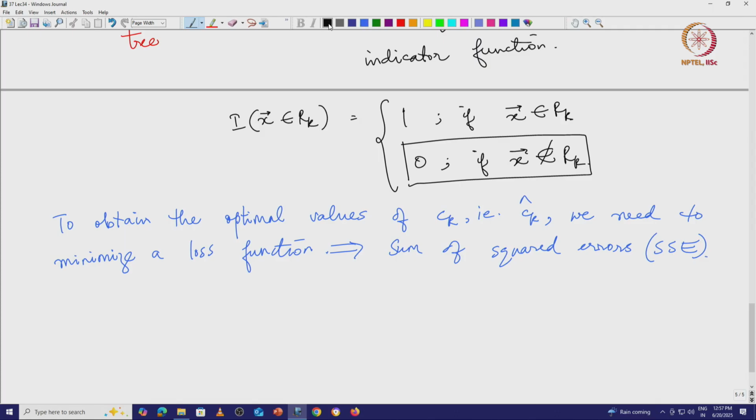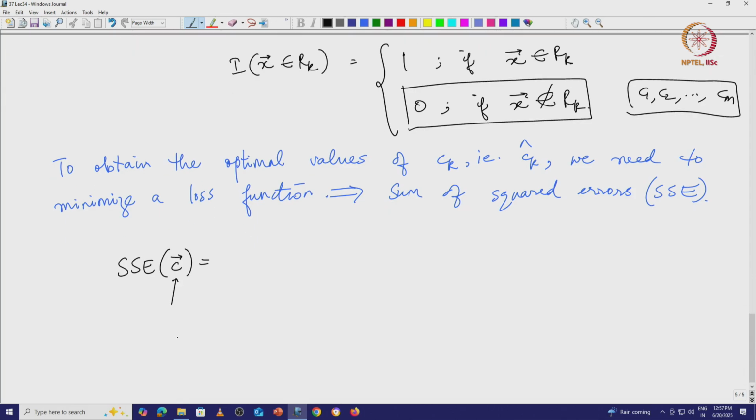So, the SSE is going to depend on the vector of the chosen value Ck for every region. So, you have C1, C2 all the way up to Cm, those are the variables you have to decide. So, your sum of squared errors will depend on each of those C's. So, the SSE is a function of the vector C1, C2 all the way up to Cm, and in shorthand I am just denoting this as C vector.